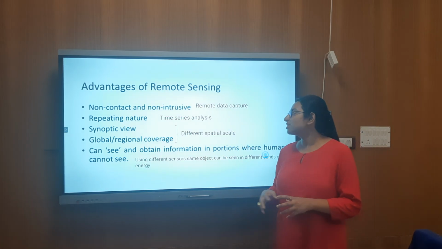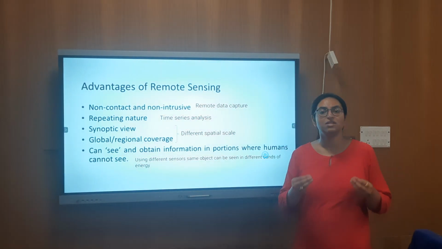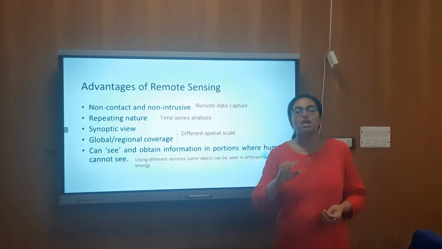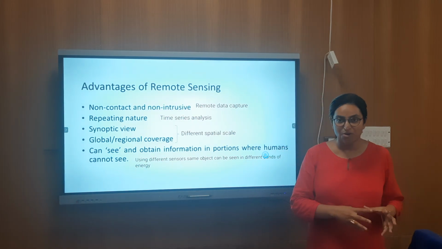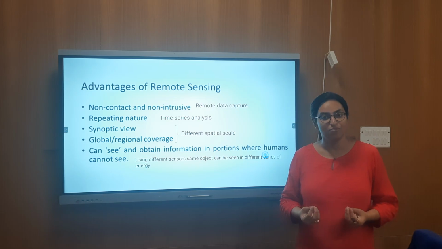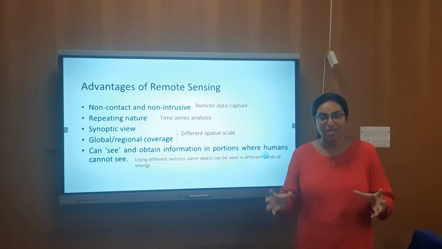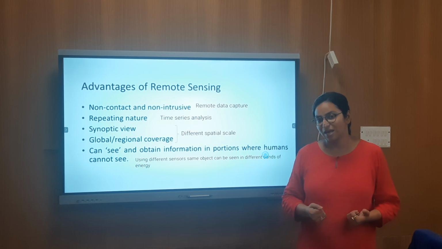Fourth and fifth are the synoptic view and the global and regional coverage. Based on the spatial resolution of the data, we can capture a feature at different scales. Suppose we want to locate our house, we can locate that if the spatial resolution of the remote sensing image is very good. We can capture the neighborhood, our state, our nation, depending on the scales at which the data is coming.